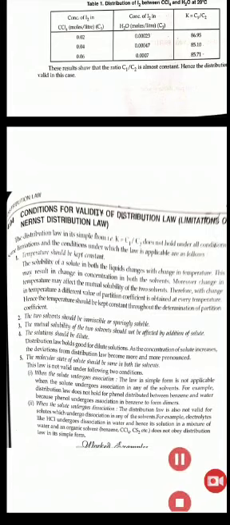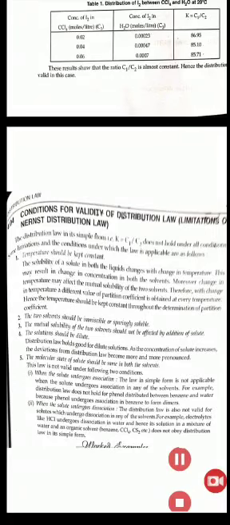Our next topic is conditions for validity of distribution law, that is limitations of Nernst distribution law. The distribution law in its simple form, that is K is equal to C1 by C2, does not hold under all conditions. Some limitations and the conditions under which the law is applicable are as follows. First, temperature should be kept constant. The solubility of a solute in both the liquids changes with the change in temperature. This may result in change in concentration of both the solvents.